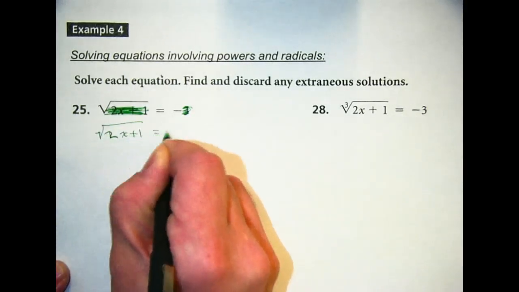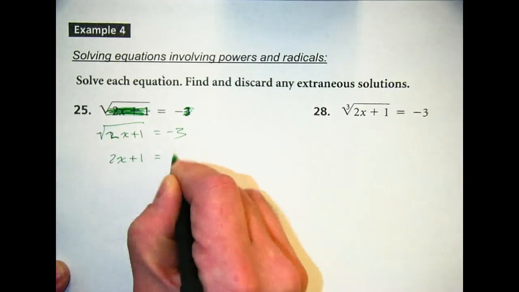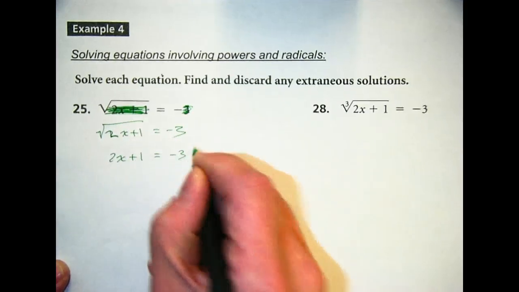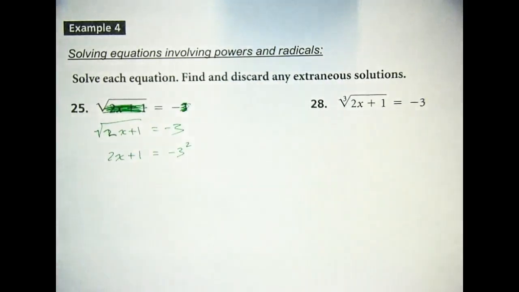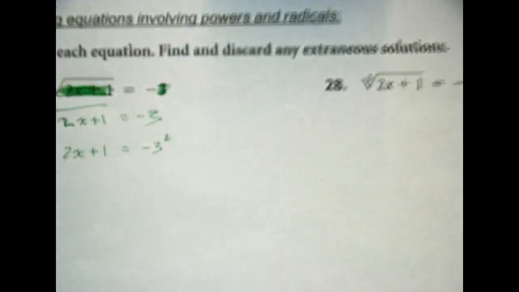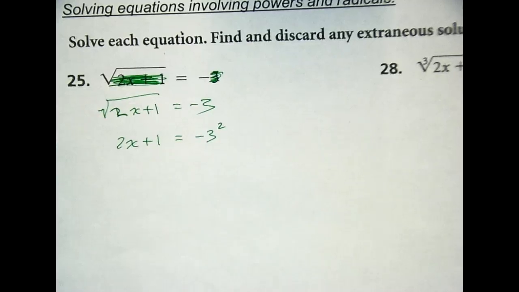Now, if you worked it out, and you didn't see that, look, I've actually squared both sides. I get 2x plus 1 equals negative 3 squared. Now, here's a quick error piece. Those of you who go, McCoy, I put negative 3 squared in my calculator, and you're going, my calculator's broken. It's giving me negative 9.